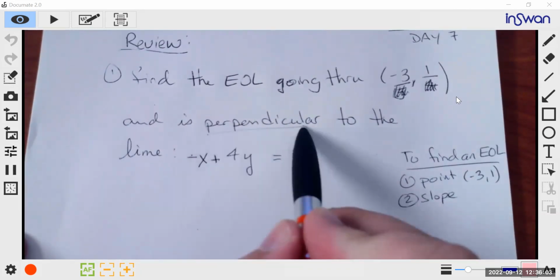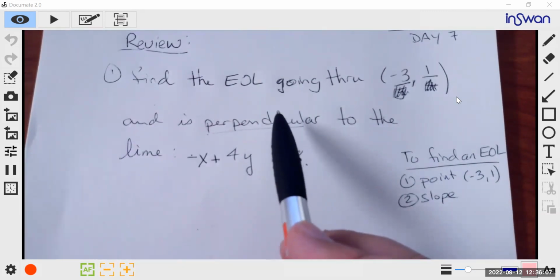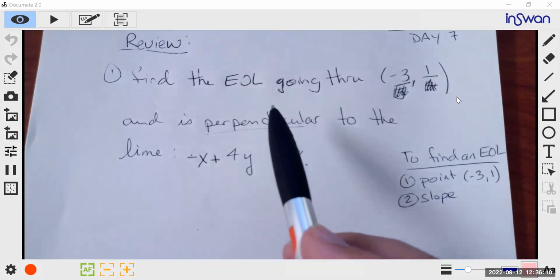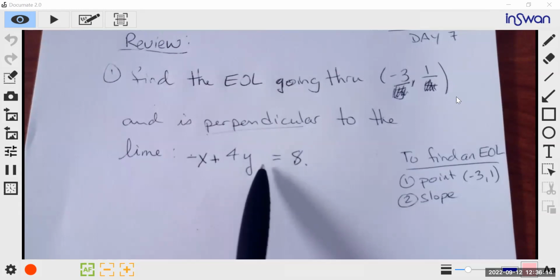It's perpendicular to this line. What do we know about perpendicular lines? They're complete opposites, exactly, that's what I said. So what's the slope of this line?